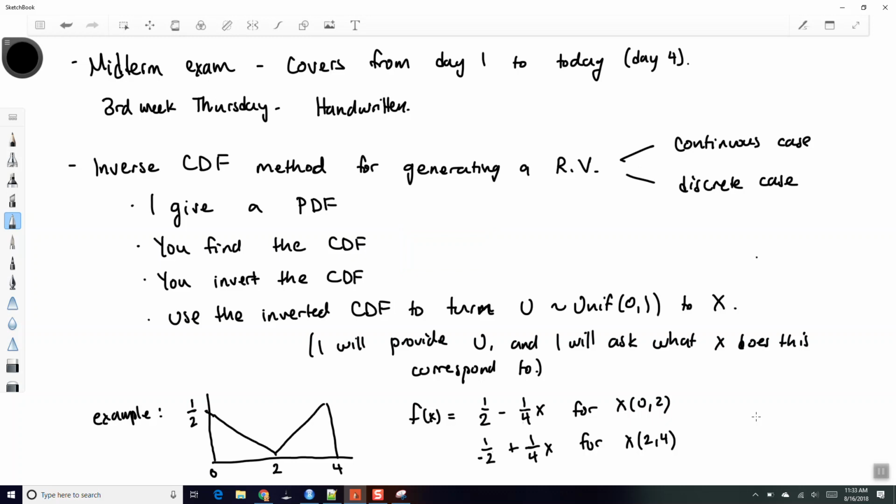So in the discrete case, you can make a table for the CDF and CDF inverse. You don't have to use floor symbols or something. Okay, so that's inverse CDF, and then we're covering everything, right? Okay, so then we'll have rejection sampling.